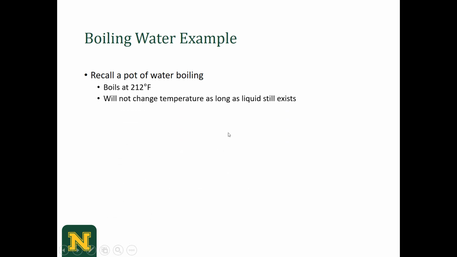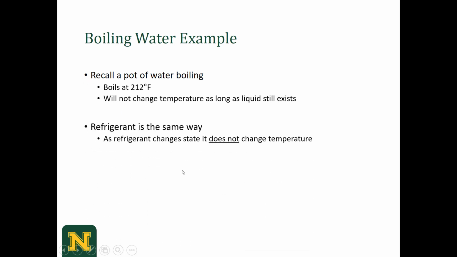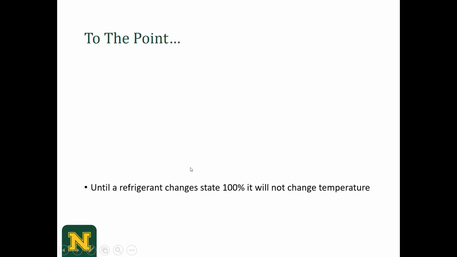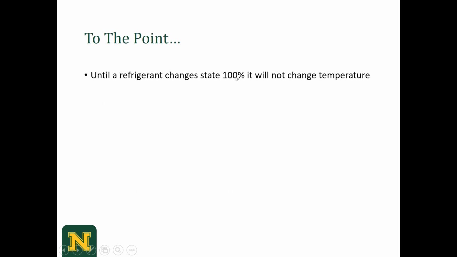Why it's important to also understand then how, going back to the sensible versus latent heat, right? If we have a pot of boiling water, it will not change temperature as long as the liquid still exists in there. This is the same thing for the refrigerant, right? So this is why we have to superheat things and subcool things. So what this all means is until that refrigerant changes state 100%, it will not change temperature, right?